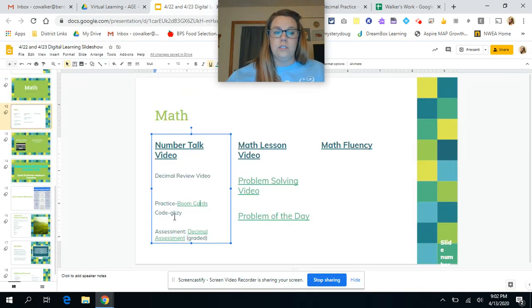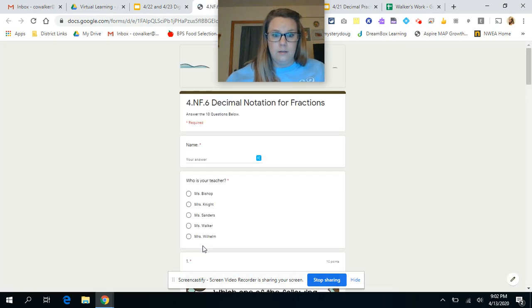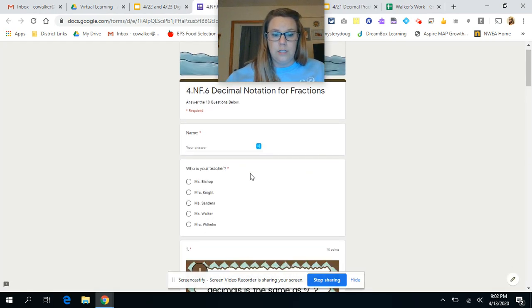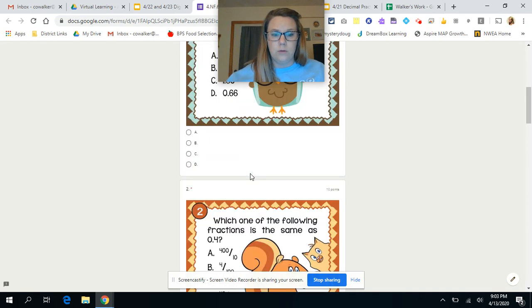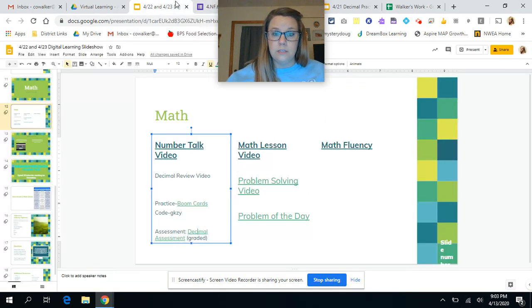After you do these boom cards, I do want you to do them for practice. Then you're going to click on decimal assessment, and this is what it's going to look like. This is going to be your decimal notation for fractions. You're going to answer all of these questions that are multiple choice, and then make sure that you hit this brown submit button at the bottom. This is going to be your assessment for decimals this week, so everybody has to complete this decimal assessment. That's why it says graded beside it. If you have any questions, let us know.